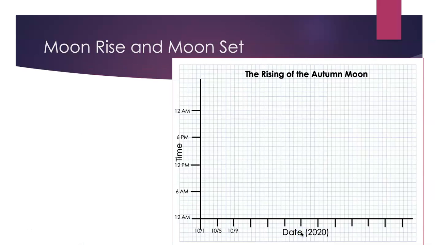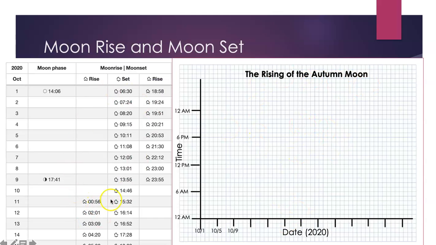Now what? So here's my graph, here's my wonderful title. Now I go back to that data table, and I'm going to plot points. So this one is going to show the rising of the moon. You can either make 2 graphs, one with moonrise and one with moonset, or you can make 1 graph showing both, which is what I'm going to show you here.